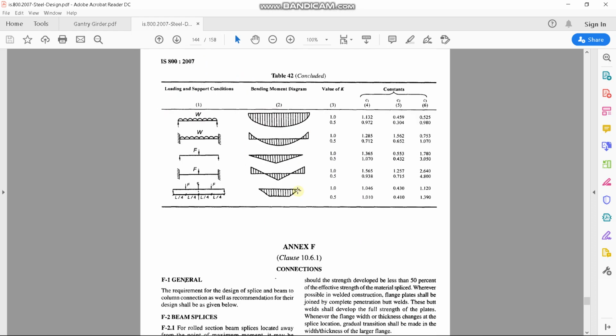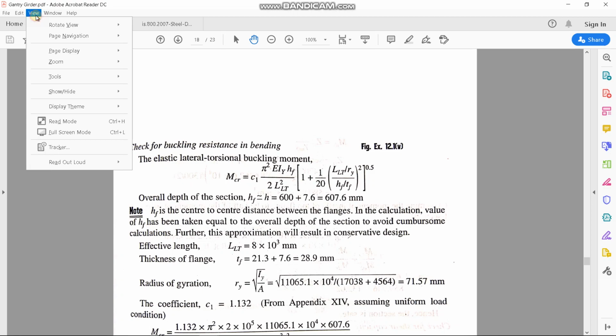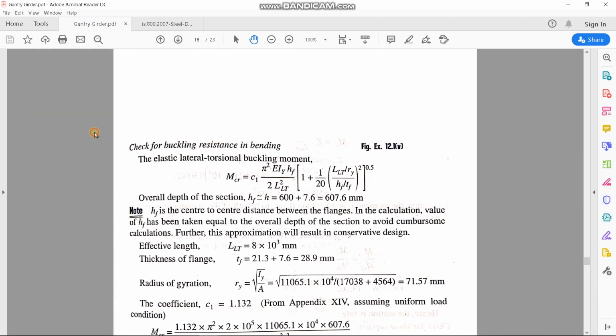So in this case, the condition is given as simply supported at both the supports, both the ends, and the loading condition is UDL. For that condition, for the value of K, we have C1 equals 1.132, right? So in this problem, a simplified version of that expression is used. Simply C1 is taken into consideration, not C2 and C3. So the whole expression remains the same except one coefficient, that is C1.